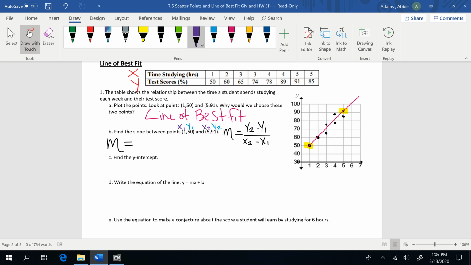I'm going to start with my y2, so I'm going to have 91 minus 50 divided by my x2, which is 5, minus my x1, which is 1. 91 minus 50 is 41, and 5 minus 1 is 4, so 41 divided by 4 is going to give us a slope of approximately 10.25.